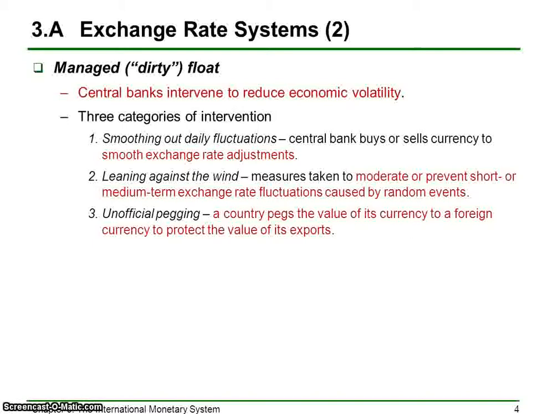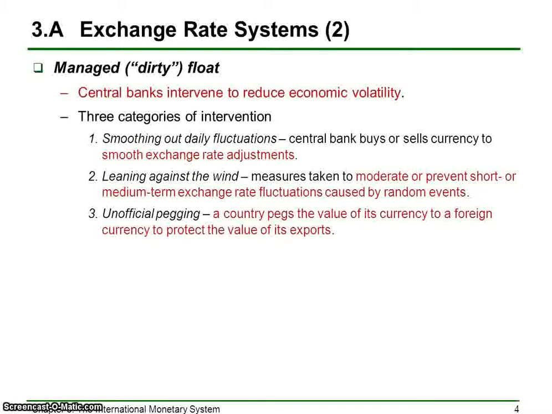There are 3 types of interventions. First, smoothing out daily fluctuation. In this intervention, central bank will occasionally enter the market to buy or sell currency to smooth exchange rate adjustment. Second, leaning against the wind. This is an intermediate policy designed to moderate or prevent short or medium-term fluctuations. These fluctuations are caused by random events, whose effects are expected to be only temporary.